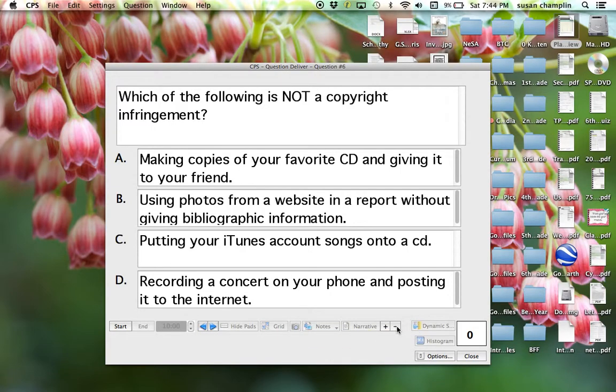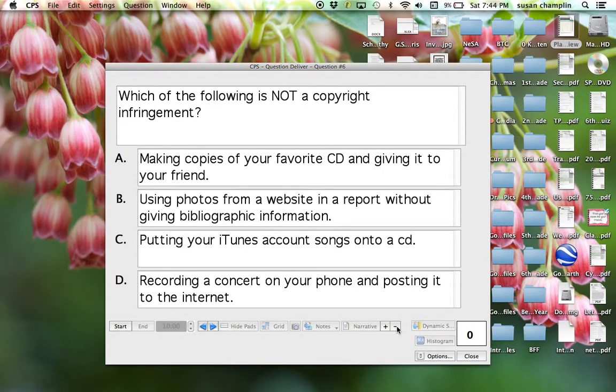Gave examples of copyright infringement by asking the question, which of the following is not a copyright infringement? This one we had to spend some time on because they did not, for the most part, get this one correct and did not realize that recording a concert on your phone and posting it to the internet is not okay to do. So we had a little bit of discussion on that one.